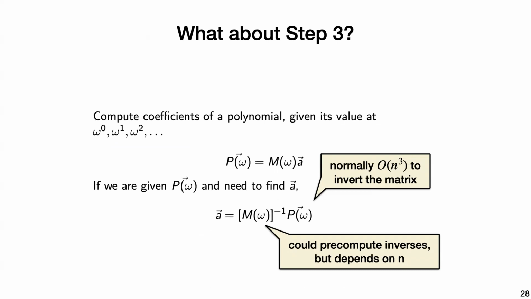Then the second step is now easy. You have n points of p, n points of q, and you multiply them to get n points of r. Now we want to convert r back into coefficient form. Originally we said that we can do that through matrix conversion, but it's going to take n cubed time if we want to do it that way. You could try to pre-compute these inverses, but it depends on n. You would need to make a different one for every n, which is probably unrealistic.